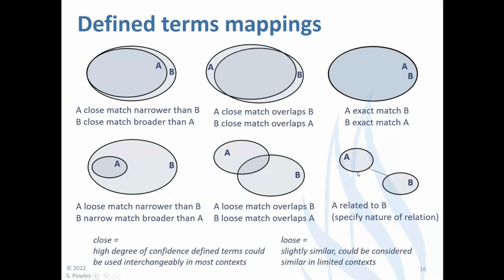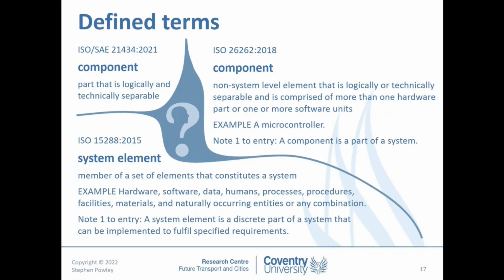And finally, we need the ability to capture a generic relation between things. But when we do that, it's always important that we specify the nature of the relation so that we've got room for developing the clarity of that relationship in future. So let's take a look at an example of some terms where this might be a useful tool. So in our familiar ISO 15288 system lifecycle processes, we have a term system element, which is a member of a set of elements that constitutes a system.